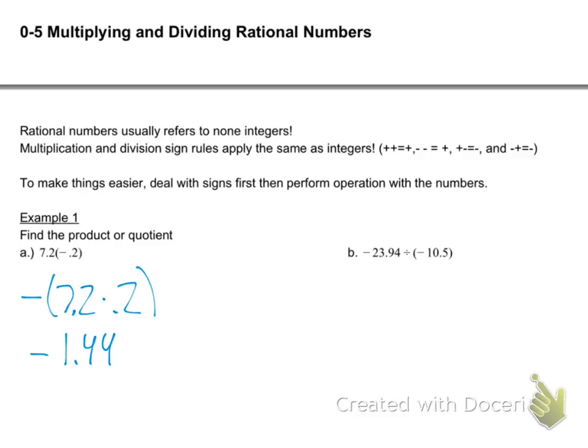Same thing applies for dividing. If I divide a negative by a negative, I will get a positive. So I know the answer is going to be positive. Then I just have to divide 23.94 divided by 10.5. I'm putting parentheses around it because the positive sign's on the outside of everything. And what do you get? It should be 2 something. 2.28, or 2.29, something like that. Makes sense, doesn't it? Pretty easy when you get to use your calculator.